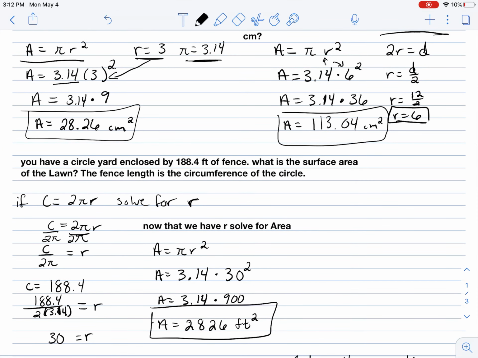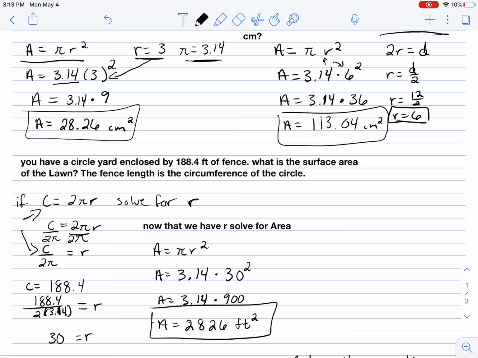Okay, so last example. You have a circular yard enclosed by 188.4 feet of fence. What is the surface area of the lawn? The fence length is the circumference of a circle. So we need to find r, and we know that circumference is equal to 2 pi r, so we can rewrite this, solve for r, and we get this equation right here: C divided by 2 pi equals r. So this is what we covered in the last unit. So now, using this, we can solve for r.